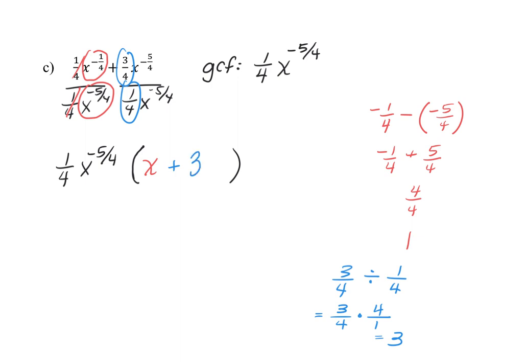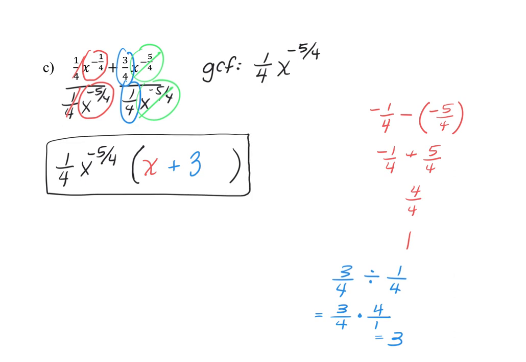And then notice we have x to the negative 5/4 divided by x to the negative 5/4. Those completely divide out. That's equal to 1. So in this case, our factored form looks like this. 1/4 times x to the negative 5/4 times the quantity x plus 3.